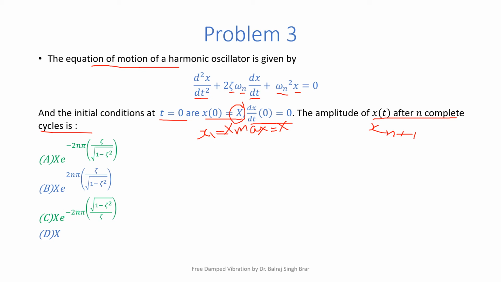We will be solving in the coming slides, and the correct answer is A, which we will be proving, which is equal to capital X e raised to power minus 2n pi zeta by under root of 1 minus zeta square.